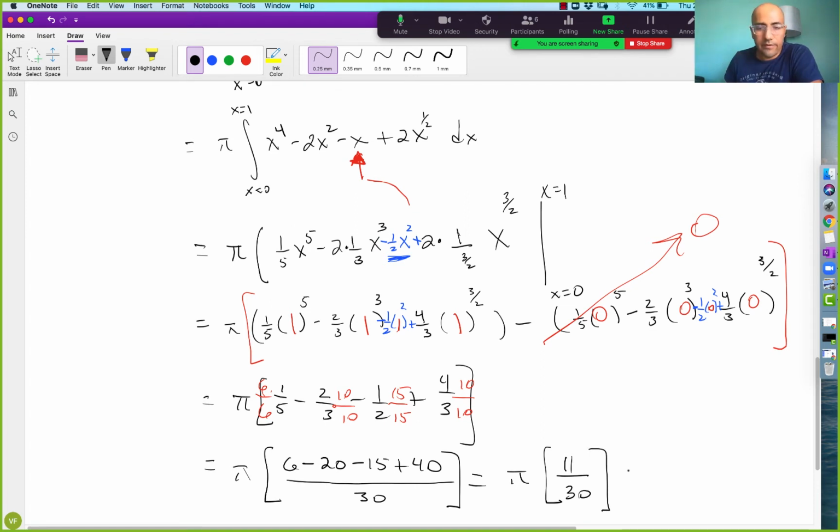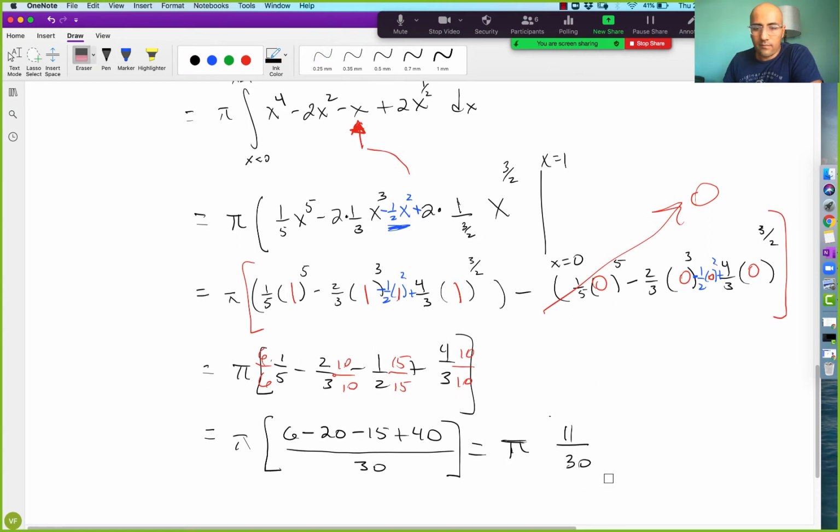Oh, okay, yeah. Now it matches. I'm looking at the correct answer, and it matches. So there's our answer. 11 pi, that looks weird. Let's get rid of the bracket. So 11 pi over 30.